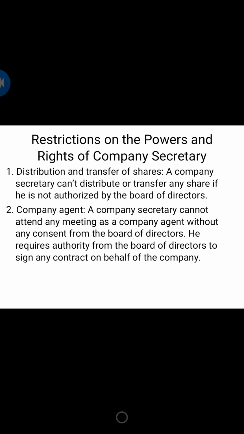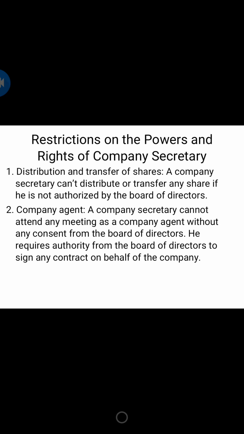Now there are some restrictions on the powers and rights of the company secretary. So one is distribution and transfer of share. Okay, so when will this restriction be applied? Suppose it is not authorized by the board of directors. Suppose without the power given by the board of directors, he is going to distribute or transfer the share, so at that time this will be restricted.